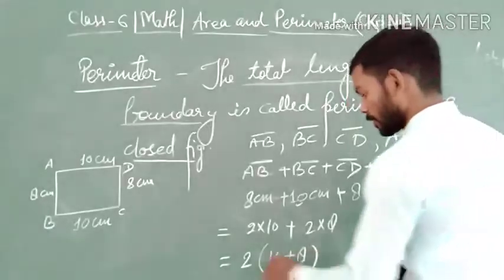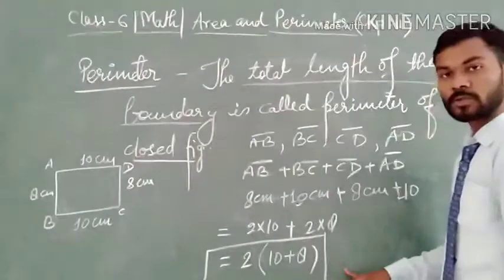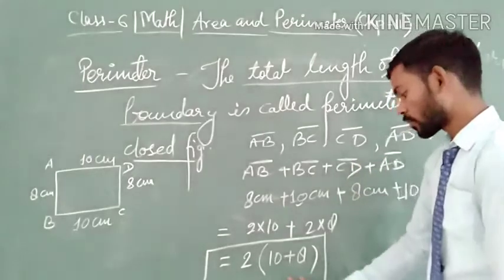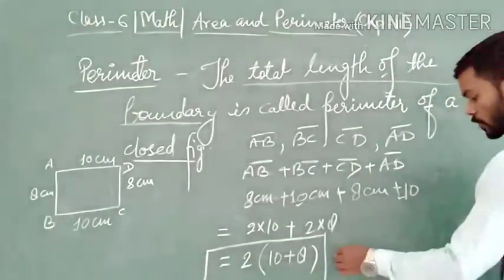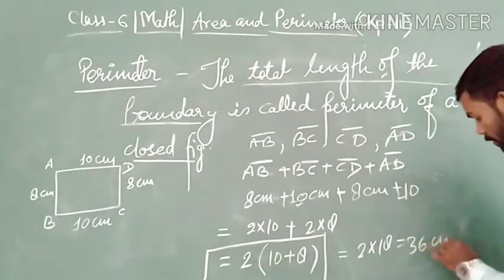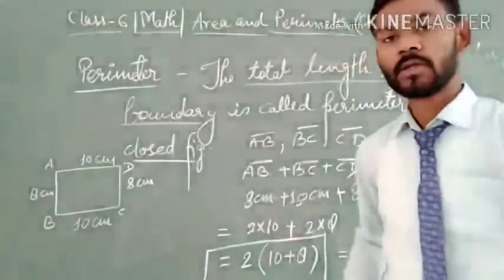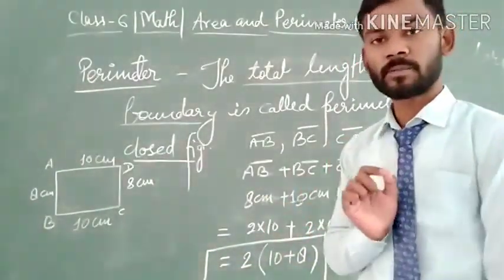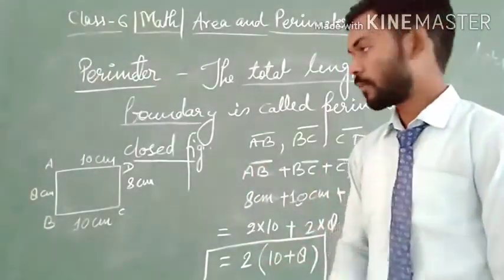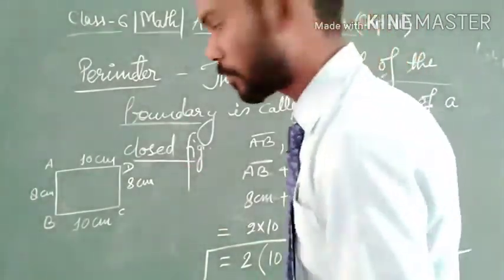Okay, so mark this statement. This will also be used in my derivation of the formula for the perimeter of a rectangle. So keep it in mind. And now when we solve it, we get 2 multiplied by 18 is equal to 36 centimeter. So 36 centimeter is the perimeter of this rectangle. Okay, this is a little and simple example, but now I am going to derive the formula for the perimeter of the rectangle. So let's see it carefully.